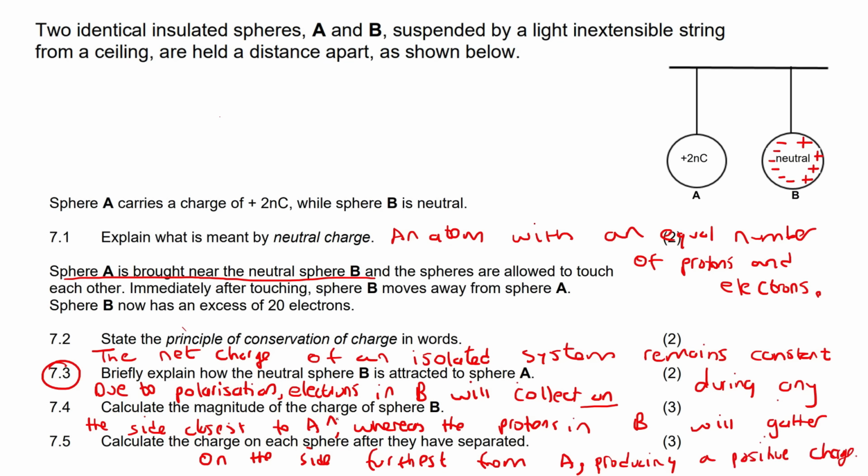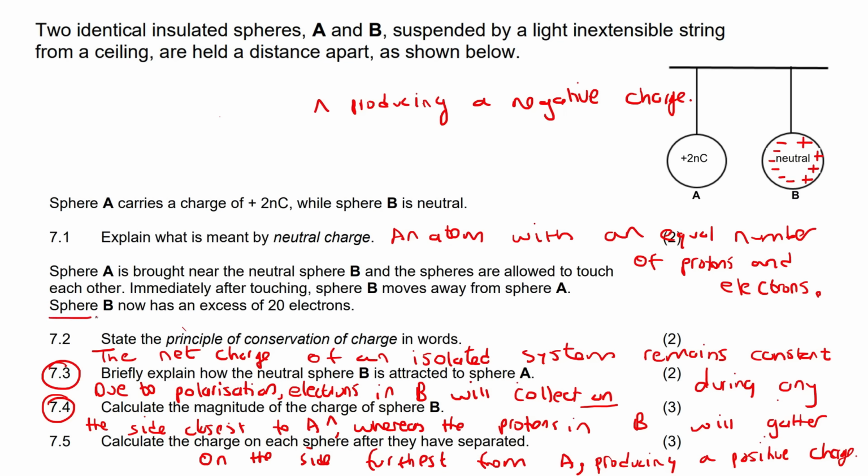Okay, so over here, you should have also said producing a negative charge. Okay, and then let's move on. So calculate, for 3 marks, the magnitude of the charge of sphere B. This is after they've touched.